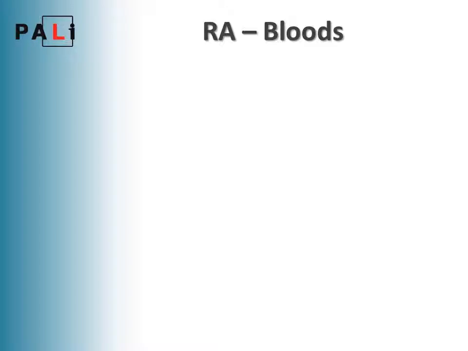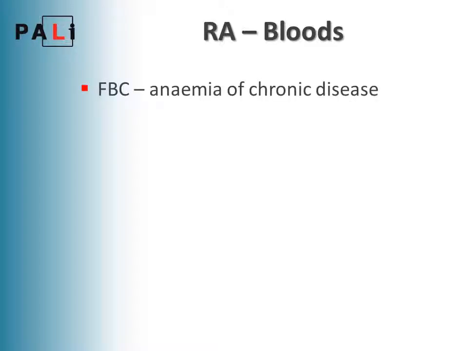When investigating these patients with typical features of arthritis, it's important to do blood tests. A full blood count is good for checking if there's any anemia, particularly chronic disease. So that would be a normocytic, normochromic anemia.